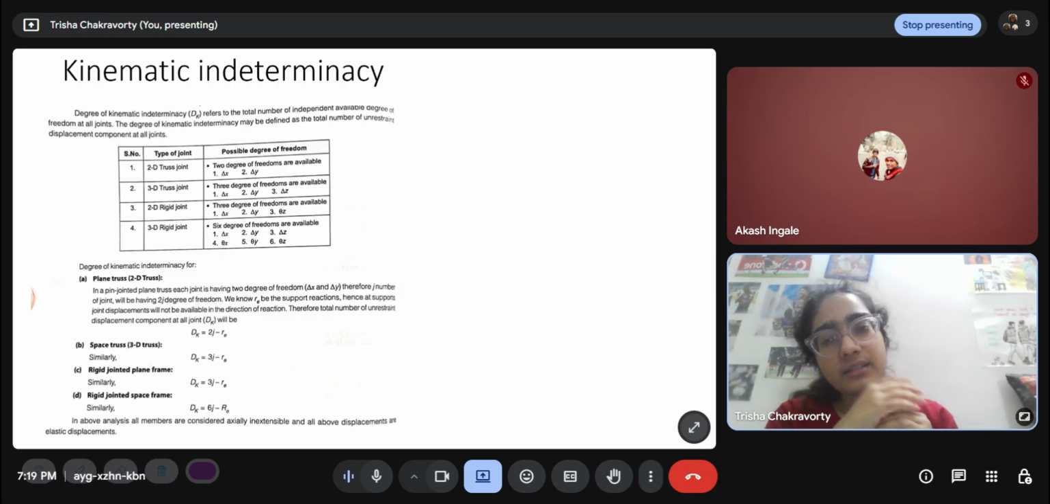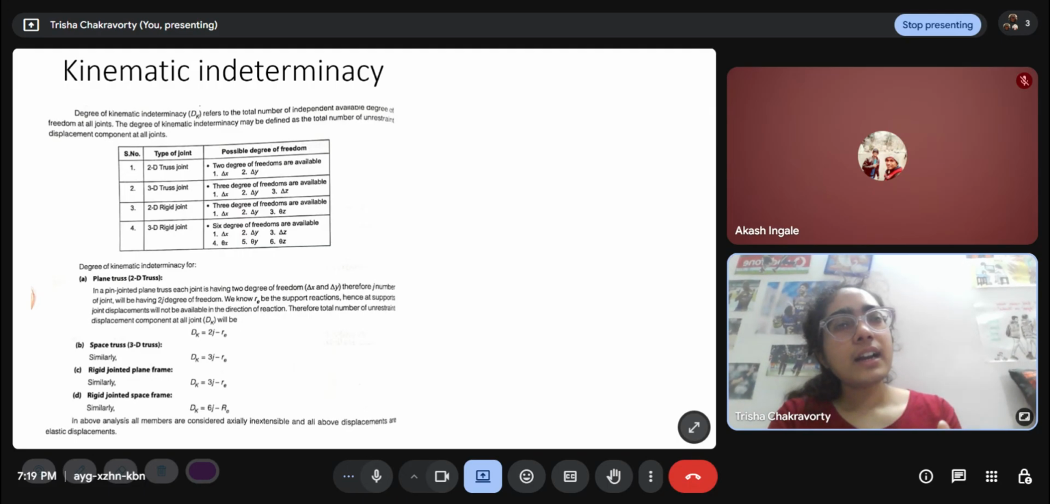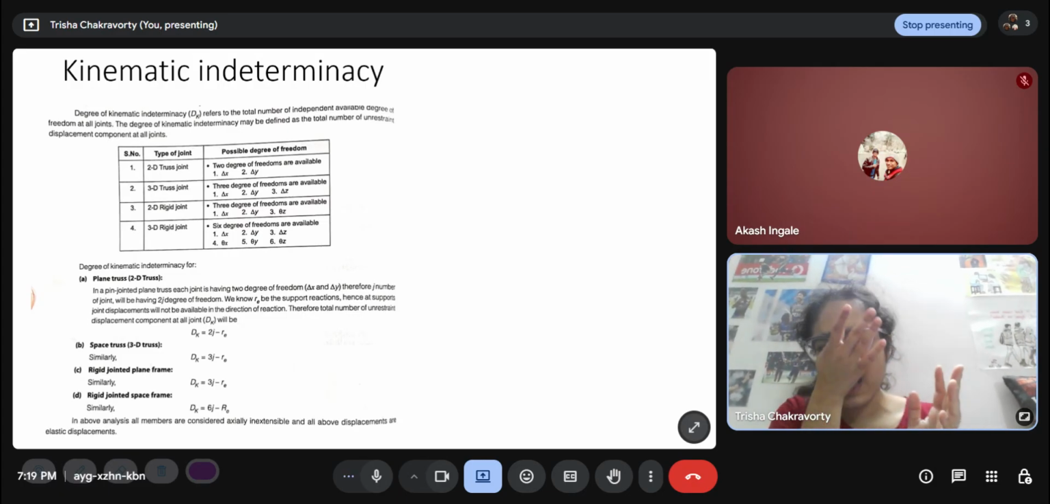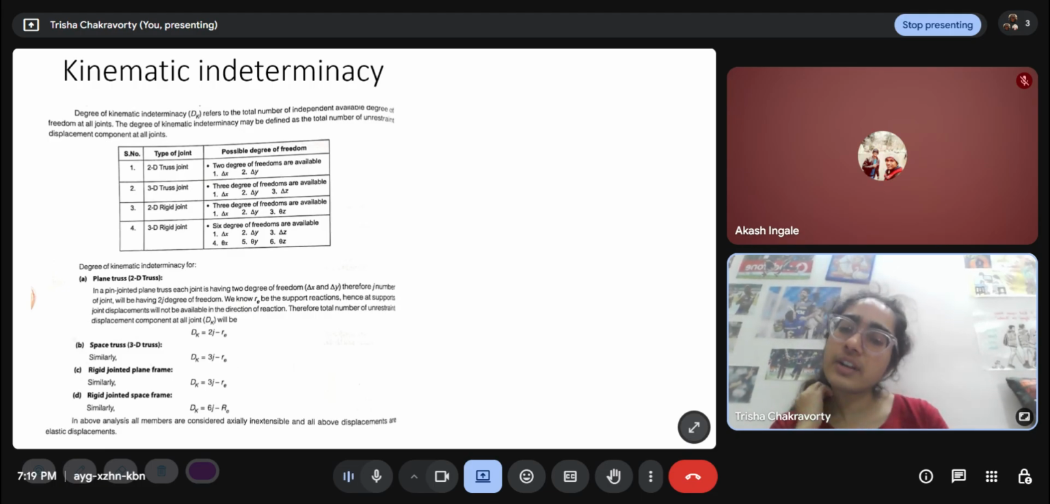Degree of kinematic indeterminacy, dk, refers to the total number of independent available degrees of freedom. So it is very different from static indeterminacy. Static indeterminacy is about the unknown forces and the equations of equilibrium. But kinematic indeterminacy is a completely different way of looking at it. It is about the total number of independent available degrees of freedom at all joints. The degree of kinematic indeterminacy may be defined as the total number of unrestrained displacement components at all joints.